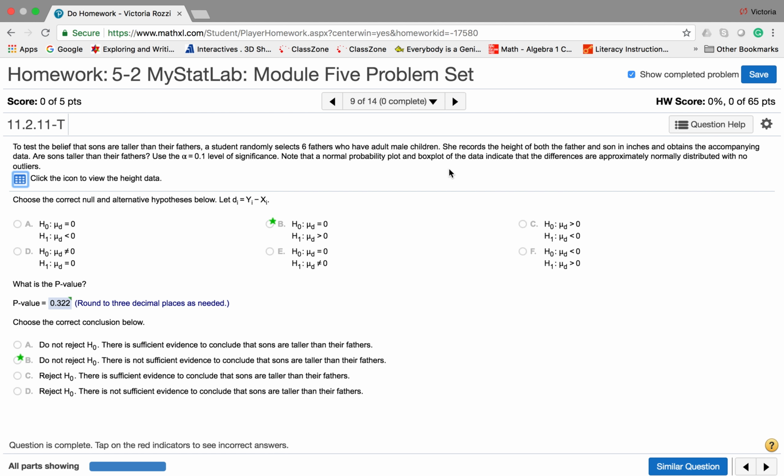This is a video for homework 5, problem 9, and here we are testing the belief that sons are taller than their fathers. So first of all, we have to choose the correct null and alternative hypothesis. A few little hints here.